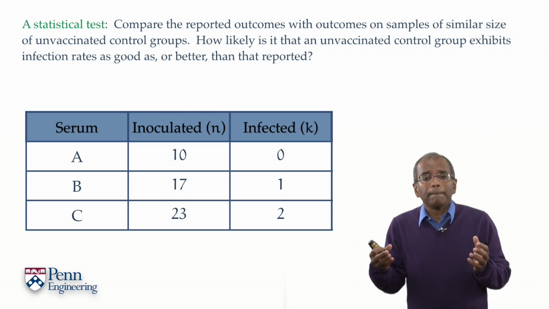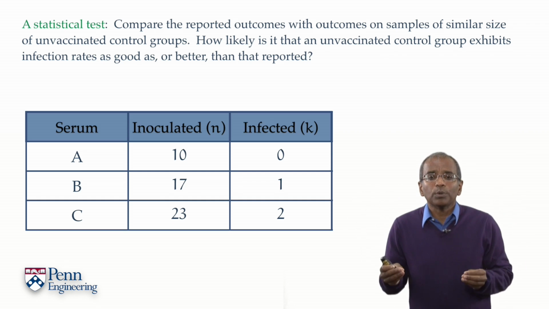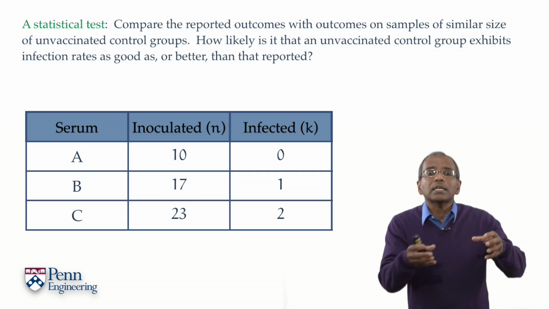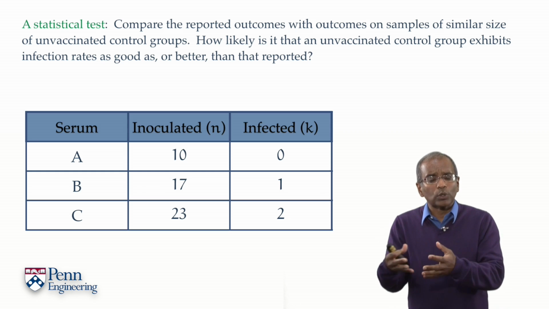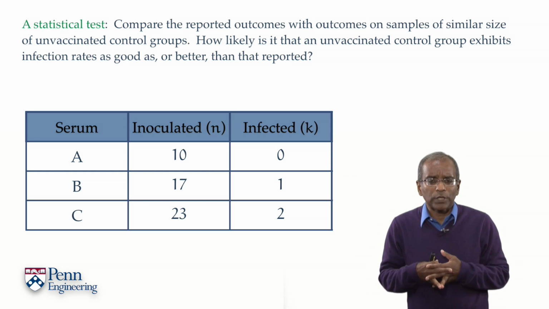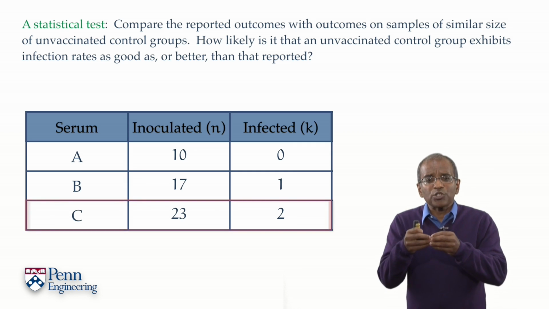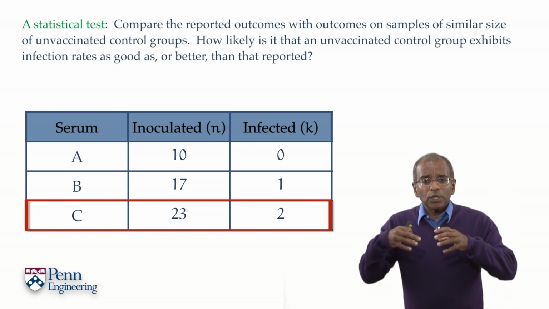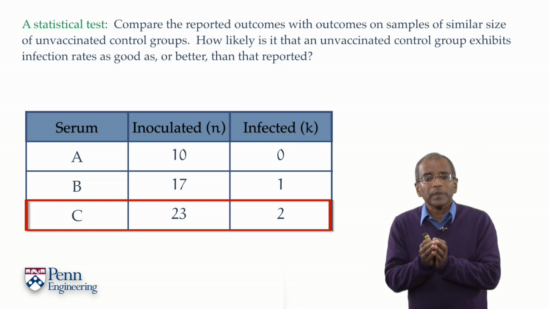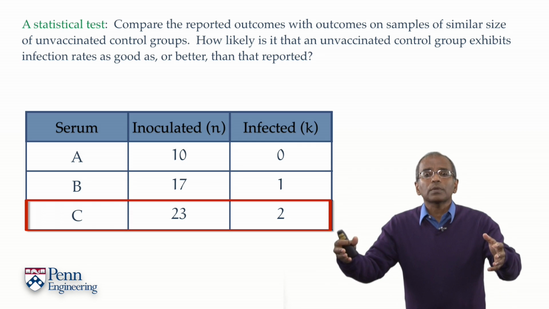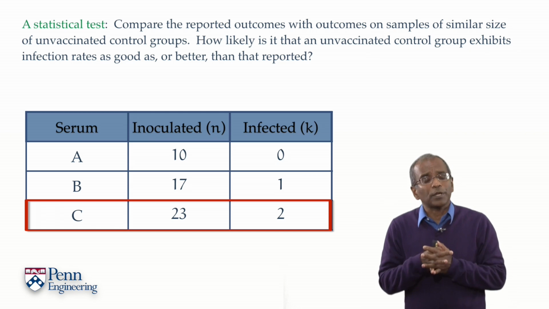Suppose we compare what happens to an unvaccinated control group of a size similar to that tested and ask, do we get statistically similar outcomes or do we get very different outcomes? So, to crystallize matters, suppose we are considering serum C. The thought experiment, the Gedanken experiment that is being put forth is the following. Consider 23 cows from the large unvaccinated group of cows. Observe them for a period of time.